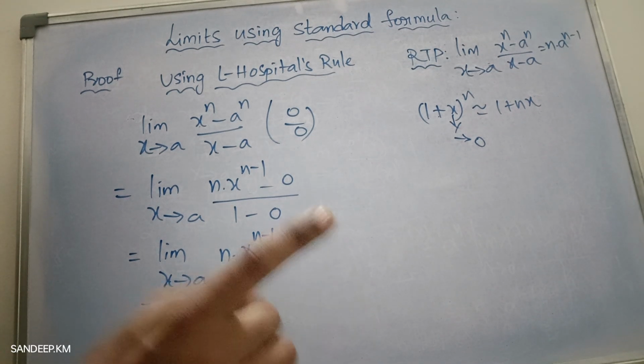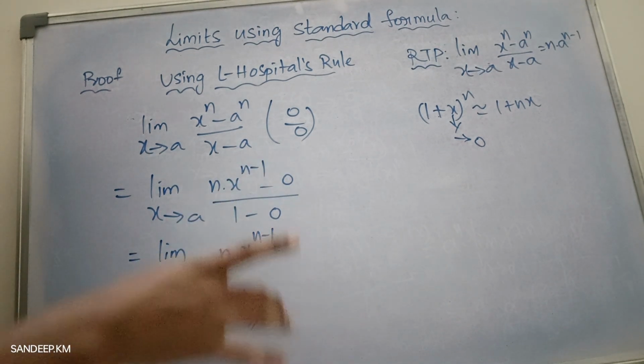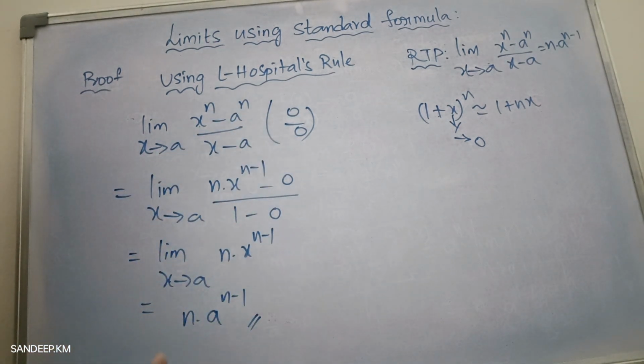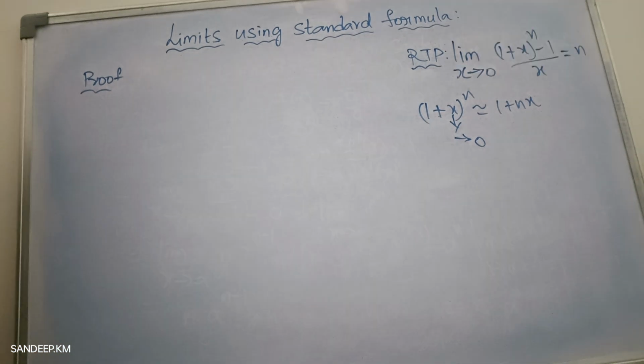You can try it, but remember, L'Hospital's rule can be used when the limit is approaching 0 by 0 form or infinity by infinity form. We will discuss more about L'Hospital's rule in some other time, in some other video. Fine. Now let us also prove the next form.